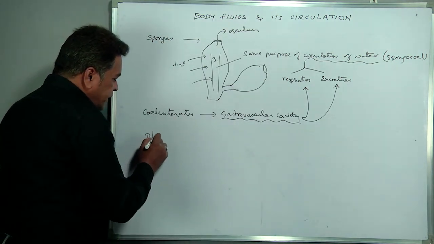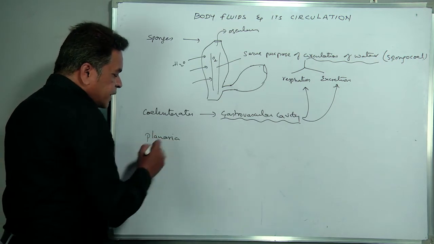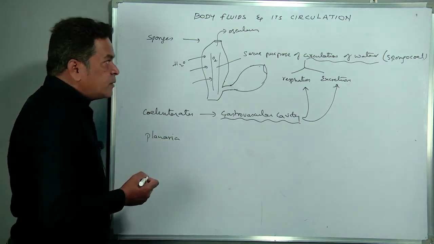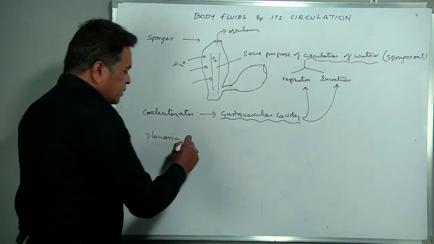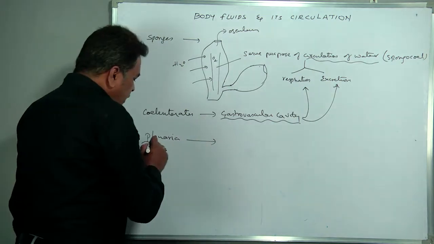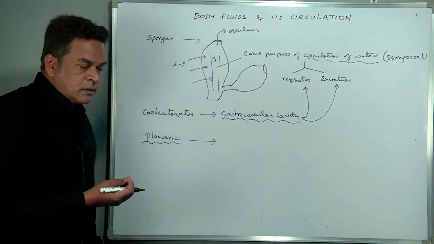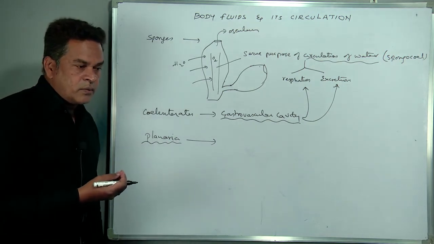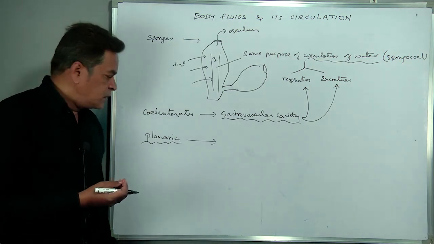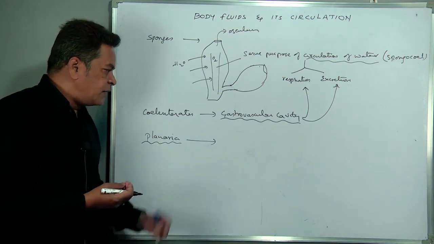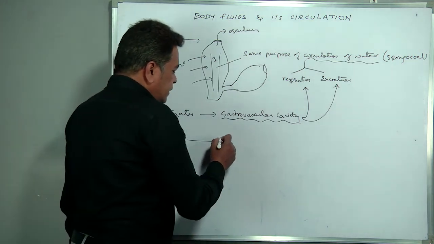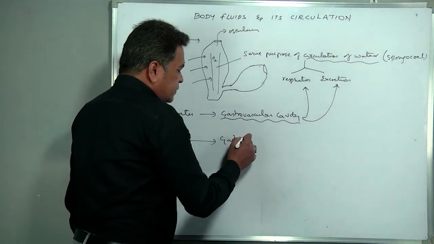In case of planaria, that means in platyhelminthes, in platyhelminthes you find here, particularly why I used planaria, they are the free living turbellarians. This is one class in platyhelminthes where planaria is free living. Here also you can find the gastrovascular cavity.